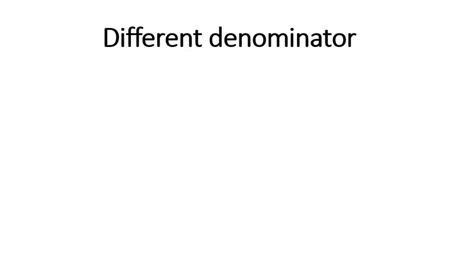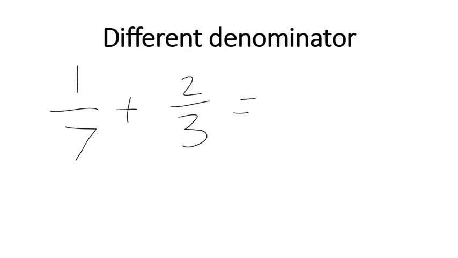Different denominators. So when we've got different denominators, we actually need to make the denominators the same. For example, 1/7 plus 2/3. So as we can see, our denominators are 7 and 3. In order to make the denominators the same, I'm going to move on to the next slide to begin with.